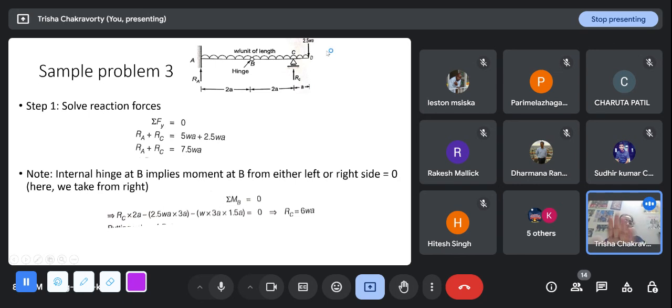I'm only looking at the right side. Forget about the left side. When you are taking that extra equation about an internal hinge, you have to look at either of the sides. I am looking from the right side, so forget about this part completely.